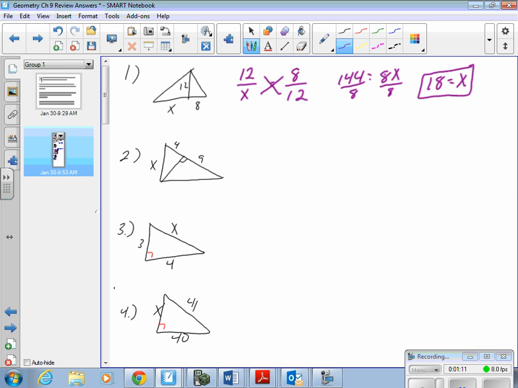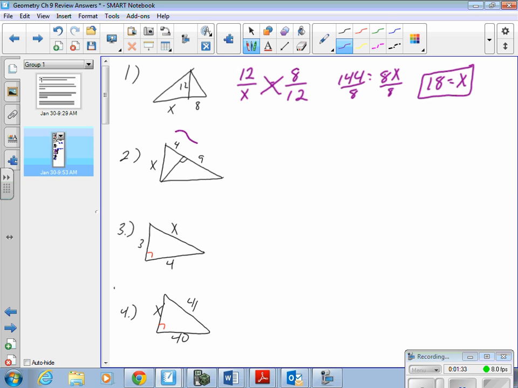Alright, so then number 2, we're still looking at the same kind of problems, except now we're looking at a leg of the right triangle with an altitude drawn. And the leg of the right triangle is the geometric mean of the part of the hypotenuse that's closest to it, and then the entire hypotenuse.